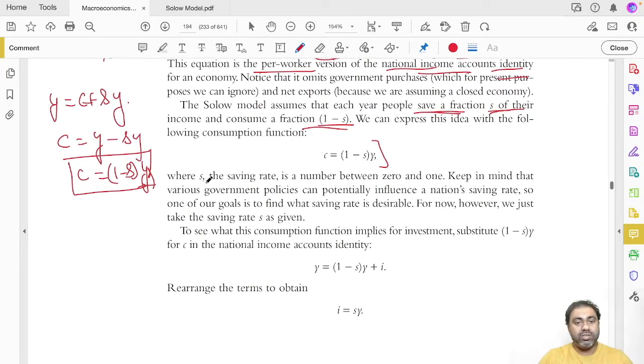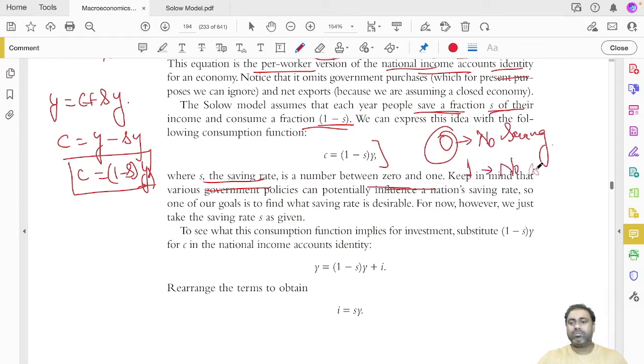So what does this say? The saving rate is a number between 0 and 1. 0 means no saving, and 1 means no consumption. That means that whatever the economy is producing, there is no consumption by the economy, and the whole production or the whole output goes into reinvestment. Okay.